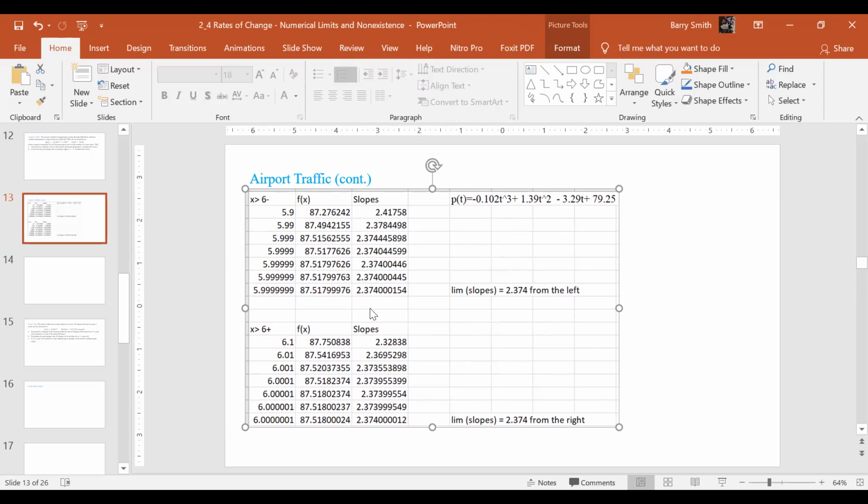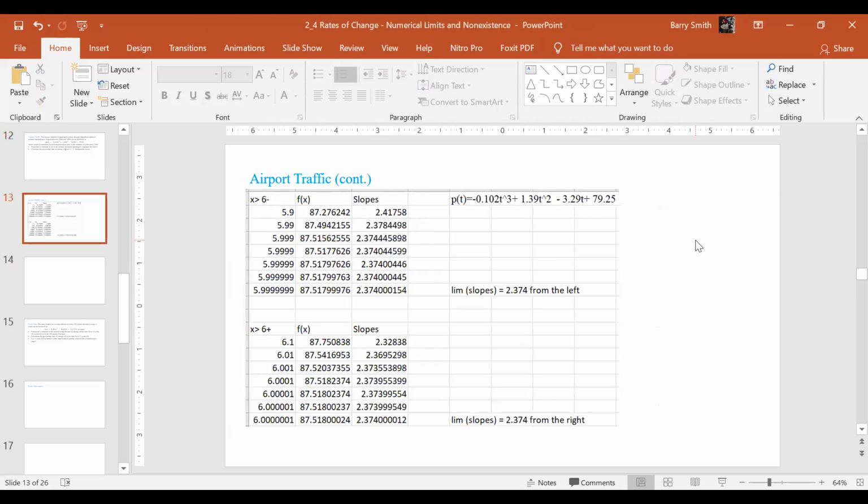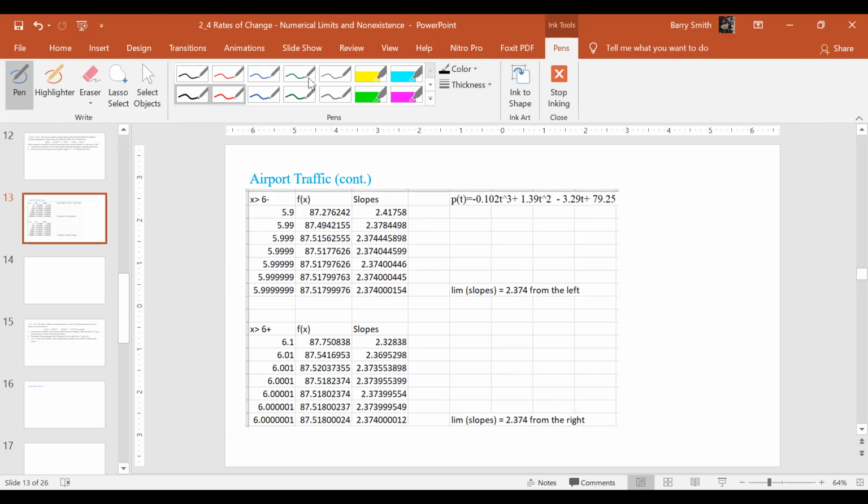And so now let's go back to the first part. It says numerically estimate P'(6) to the nearest 1,000 passengers and interpret the data. All right, so for A, let's get our writing utensil. For A, we get 2.374 is going to be our P'(6). So P'(6) equals 2.374, and that's all it's asking for. What is that derivative? And so that's what it is. Without units or anything, that's going to be our derivative.